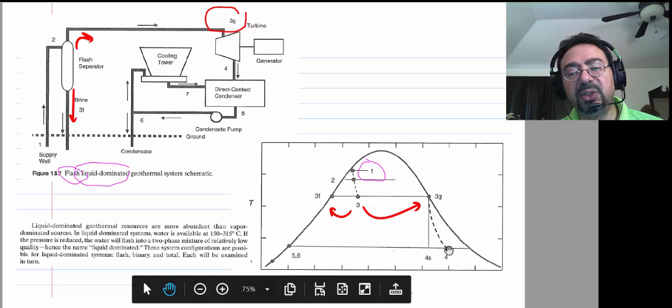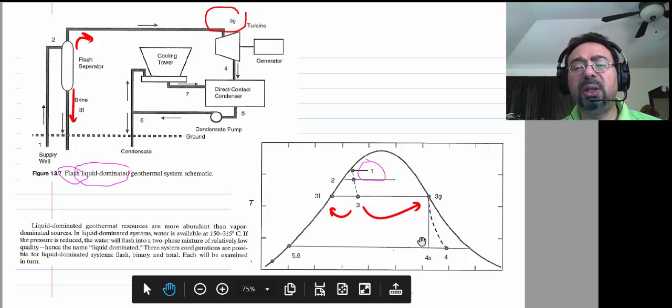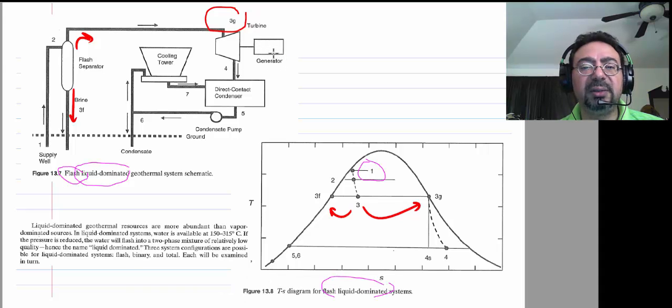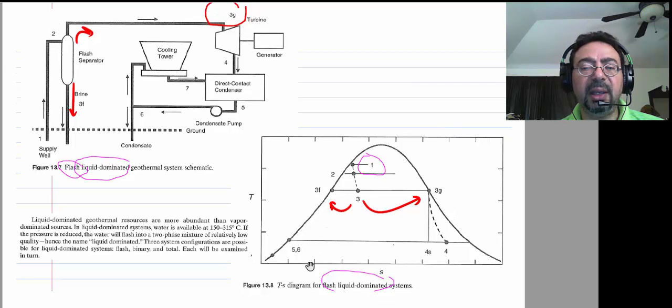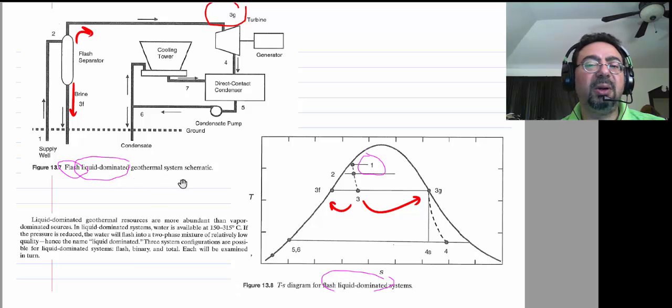The actual work will be a little bit smaller. By how much? By the isentropic efficiency of that turbine. So if you say it's an 82 or 85 percent turbine, then work actual is work ideal multiplied by the isentropic efficiency. If you have another efficiency for the generator, then the output power would be even smaller by multiplying this efficiency times this work. Okay, so this is basically a flash liquid dominated geothermal system, right?